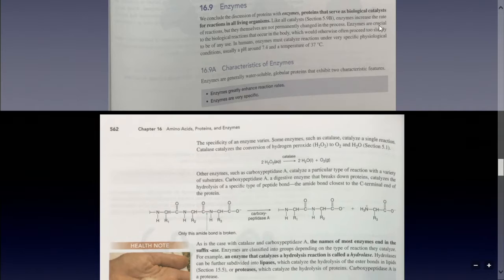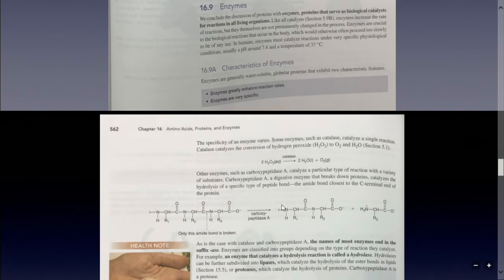And so, like all catalysts, enzymes are going to increase the rate of reactions by speeding them up. But they themselves are not permanently changed in the process. So that's important to memorize. Important concept about catalysts. They're not like literally reactants.